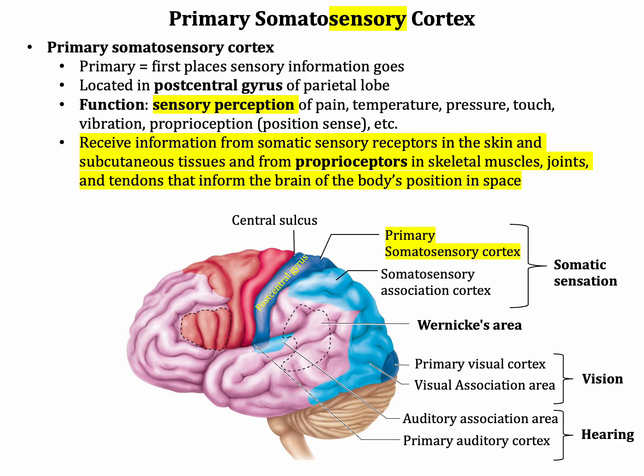Moving on to the sensory area, we have the primary somatosensory cortex. Primary telling us this is the first place sensory information is going, located at the post-central gyrus, so just posterior to the central sulcus. And the function is sensory perception. So the retrieval of pain, temperature, pressure, touch, vibration, as well as proprioception, which is position sense, an understanding of our body's position in space.